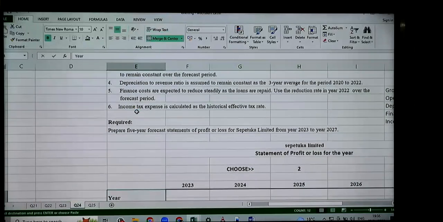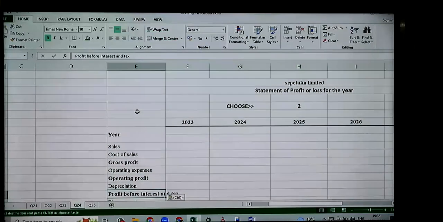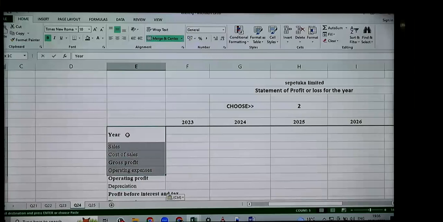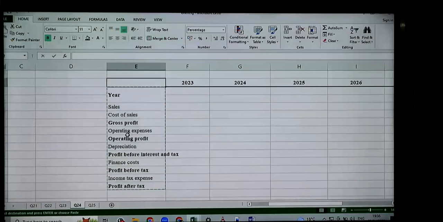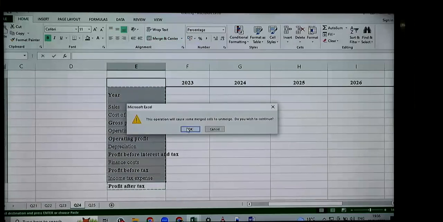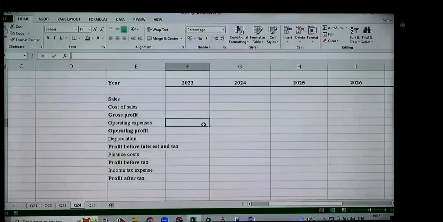Control V. Isn't it? I want this to be a little bit upper. So I'll do Control X here, then Control V. Sorry for that.